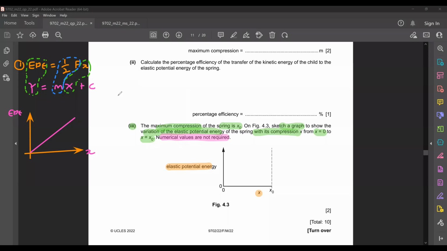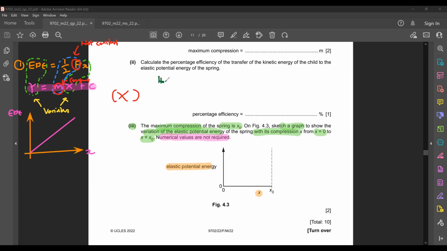But this way of doing the question is wrong, because you need to realize that when you are using the equation y equals mx plus c, y and x are variables. They are supposed to vary, but m itself should be constant. So now if you look at the equation for EPE, you cannot actually say that F is constant. It's actually not constant here, because we are talking about a spring that obeys Hooke's law.